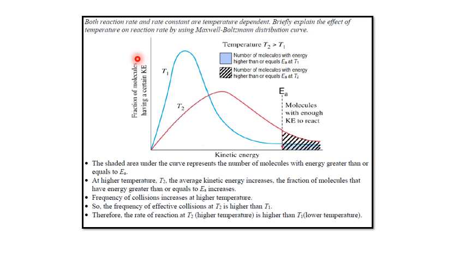The first thing, we need to label the y-axis, which is fraction of molecules having a certain kinetic energy. Then we need to label the x-axis, okay, which is kinetic energy. After labelling both axes, then we need to draw two curves.